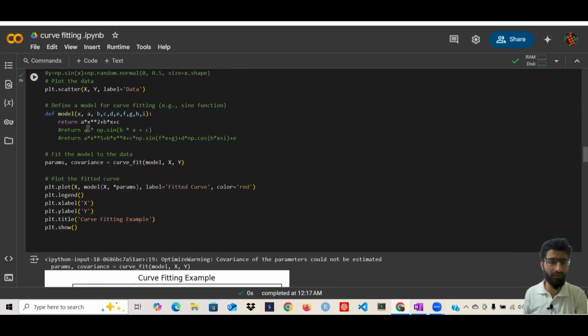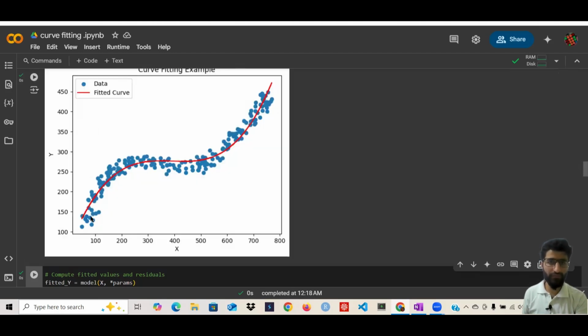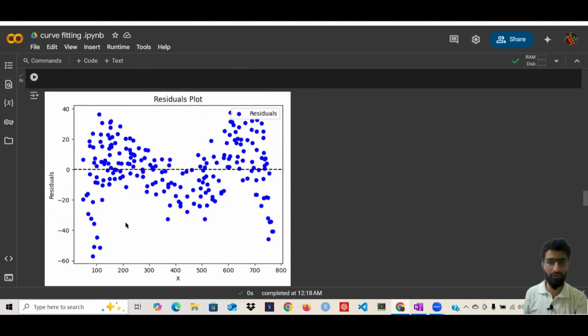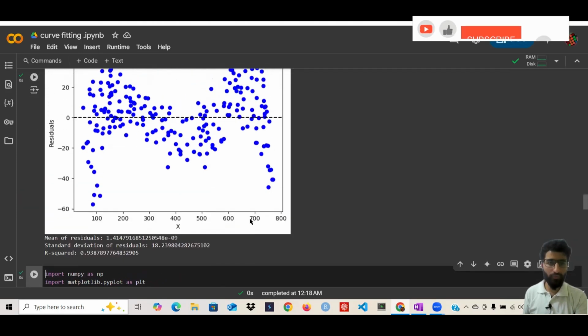Let's go for a cubic curve. I am adding d into x to the power 3 to my existing model. Here you can see how our model fitted well to this data. And if we look at the residuals, there is kind of white noise left in the data. You can go for higher order values, but they will lead to overfitting. So in this case, cubic is best fitted.